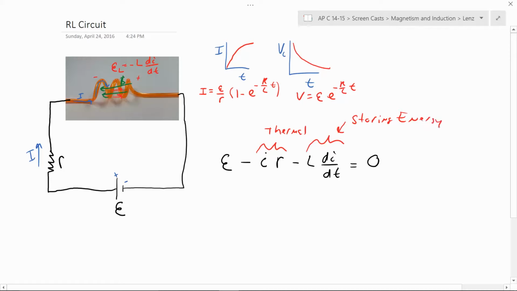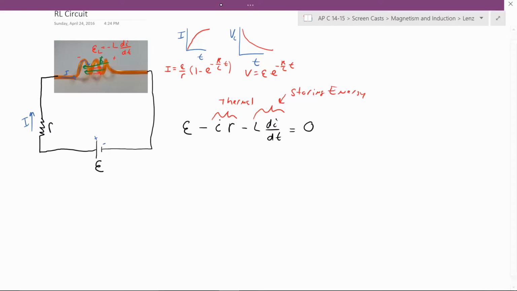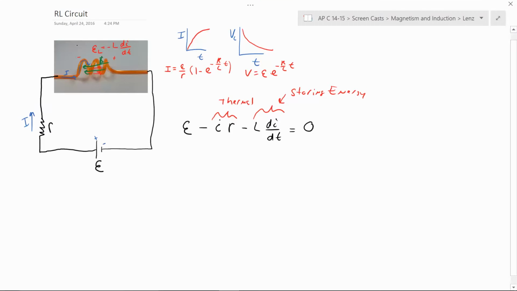And maybe we'll come back to that later. But now we have a similar situation to when we had capacitors charging and discharging. And we're going to rearrange some things and do some math. And a lot of this math is going to look really, really familiar.